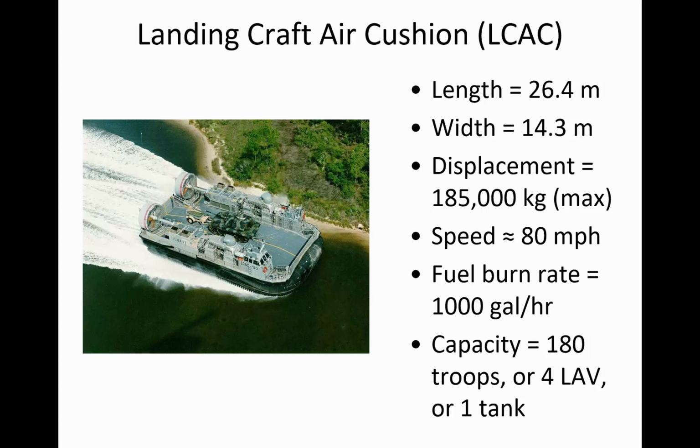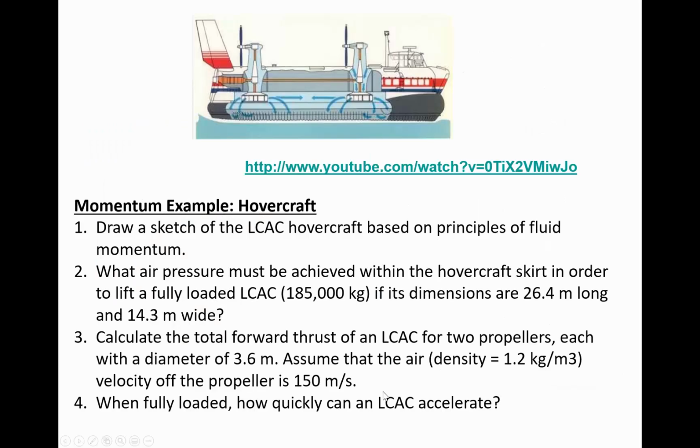And in spite of that enormous weight, it can achieve speeds of approximately 80 miles per hour. So it's this big, heavy piece of equipment running on a cushion of air over the water and on the land. It can go up onto the land as well. And to do that, it requires an enormous amount of energy. It has a fuel burn rate of 1,000 gallons per hour. And so if you think your truck burns a lot of gas, this LCAC has it beat for sure. It can take 180 troops, 4 light armor vehicles, or a tank. So let's take a look at a video of this landing craft air cushion.